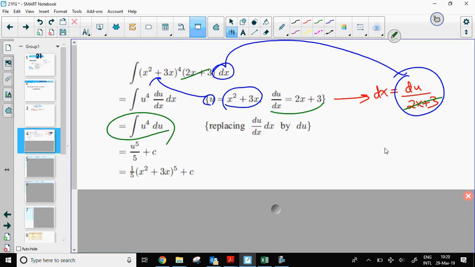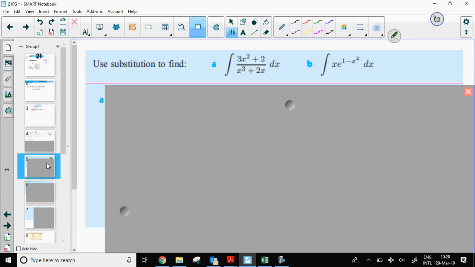It doesn't matter how you prefer to structure it. The book does it, obviously, this way with du dx times dx, but that method always made more sense to me. Let's look at a few more of these so we can hopefully get into the swing of things a little bit. So we're going to use substitution.